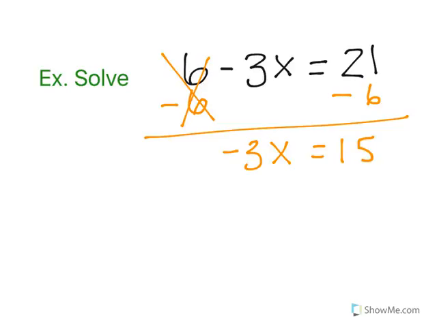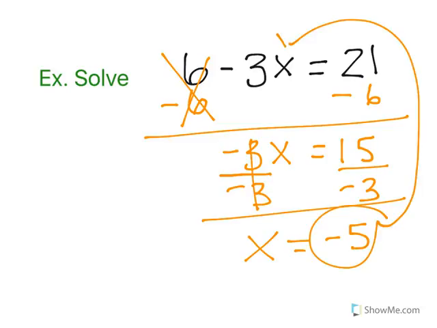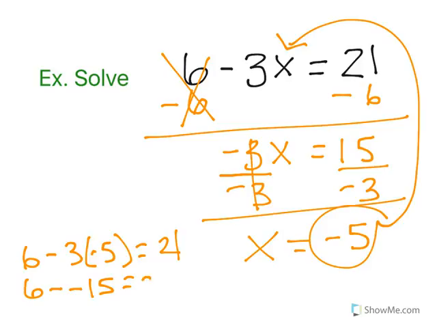Now, the opposite of multiplication is division, so I'm going to divide both sides by negative 3. It's going to cross out. So I'm left with x equals 15 divided by negative 3, which is negative 5. Again, let's plug negative 5 back into our equation to see if that works. So 6 minus 3 times negative 5. Is that going to get us 21? Let's see, 6 minus a negative 15 equals 21. Well, we know that two minus signs make an addition sign, and 21 is going to equal 21, so that checks out. So my answer is negative 5.